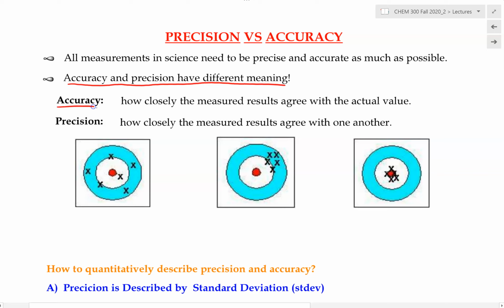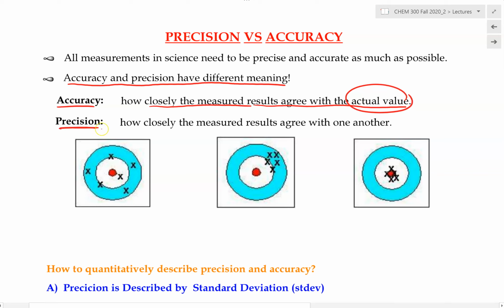So accuracy, by definition, is how closely the measured value agrees with the actual value. So there is an actual value, and now how do our data, or the value that we measure, agree or come close to this actual value right here? And the closer our measured value is to the actual value, the more accurate we would be.